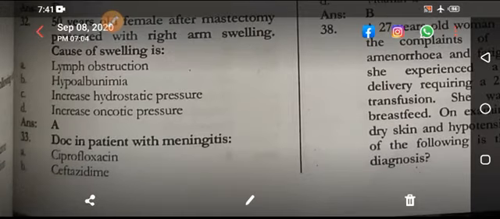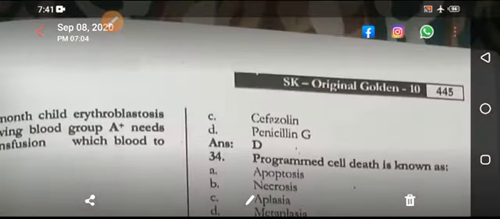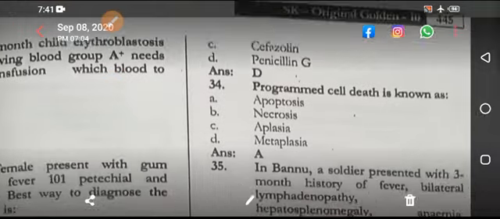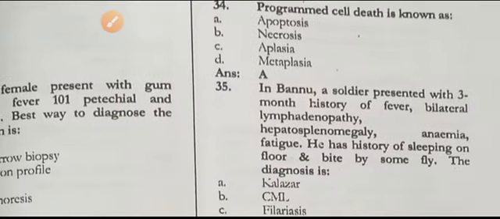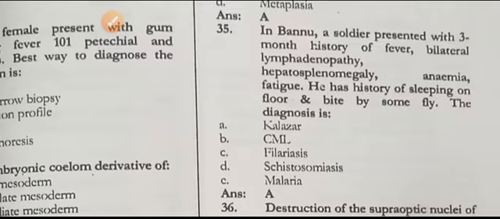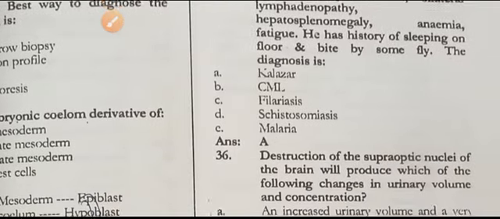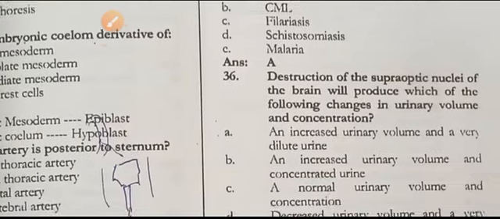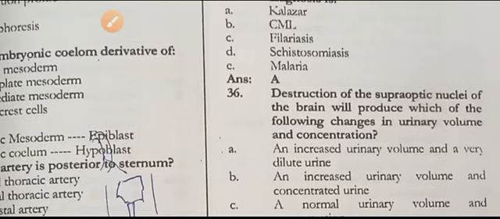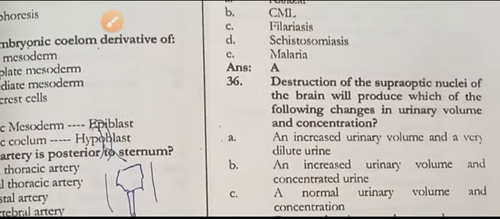Treatment in patient with meningitis is penicillin G. Cell death is known as apoptosis. A patient with fever, lymphadenopathy, hepatosplenomegaly, fatigue, that is Kala-Azar. That is a type of leishmaniasis, and the vector is the sand fly.